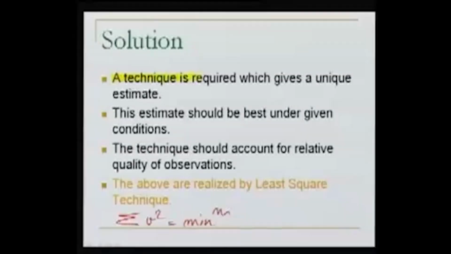So what we will try to do, making use of all these observations which are desirable, because we want to have redundancy in the observations, we will try to estimate the best possible solution for that line or best possible length. Okay? How to do that? So we are looking for a technique which gives a unique estimate, obviously. Now this estimate should be the best under given conditions. Further, the technique should account for relative quality of observations.